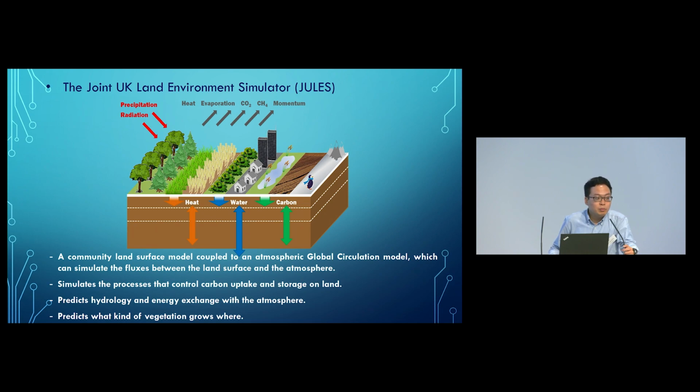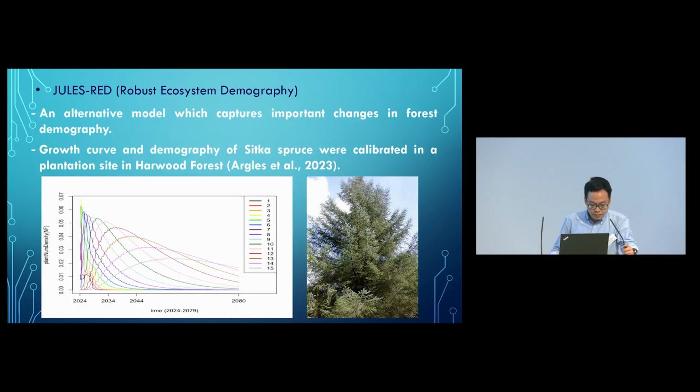It is suitable to be used to predict theoretically any kind of tree species to be planted at the location we want, based on its given physical conditions. And based on Jules, we have an alternative version called Jules RED, which is important because this alternative model can capture the important changes in forest demography.